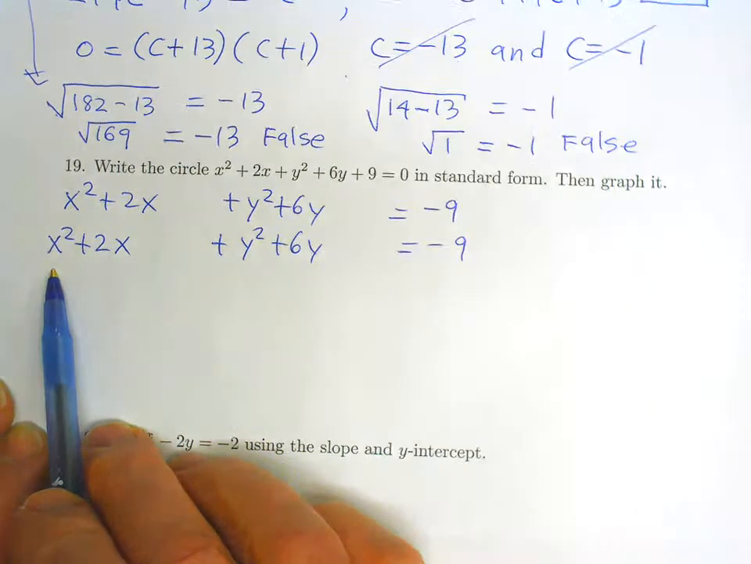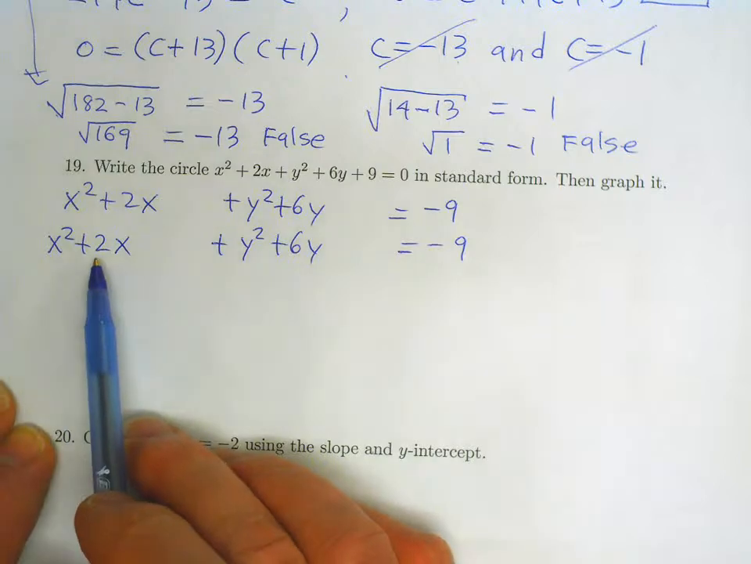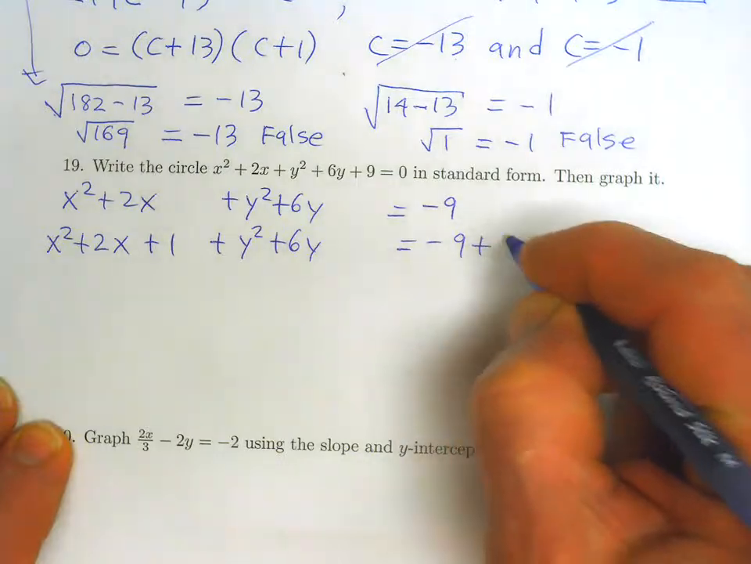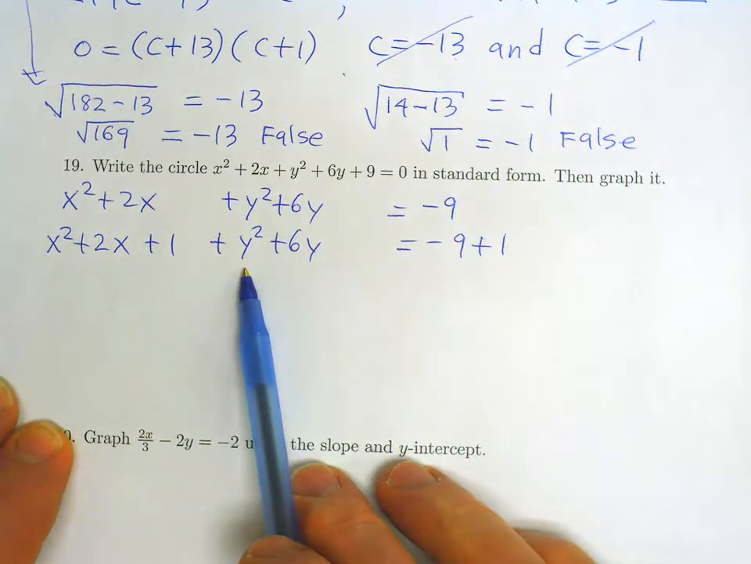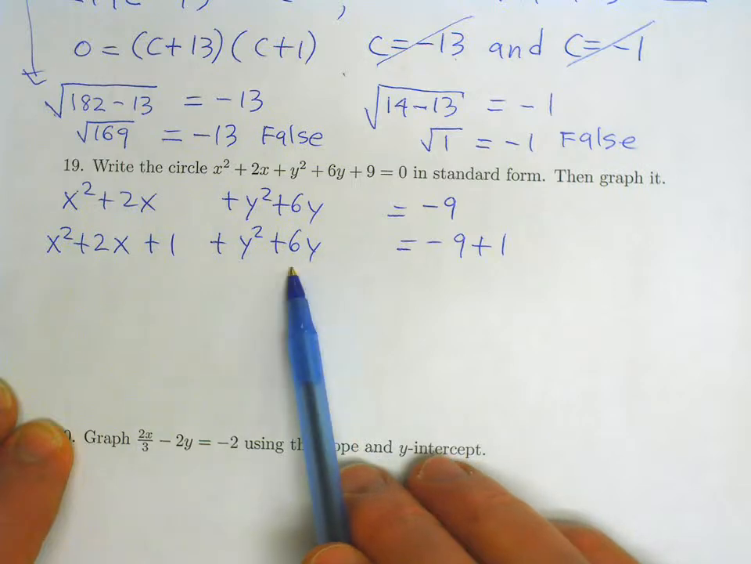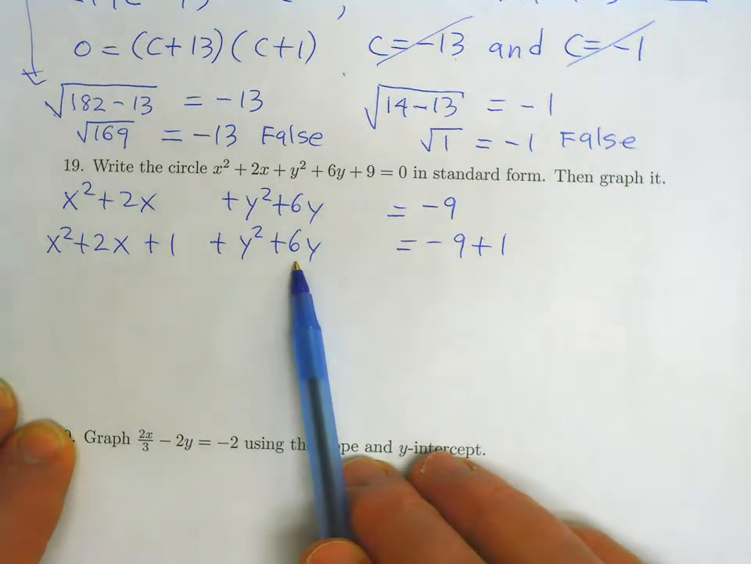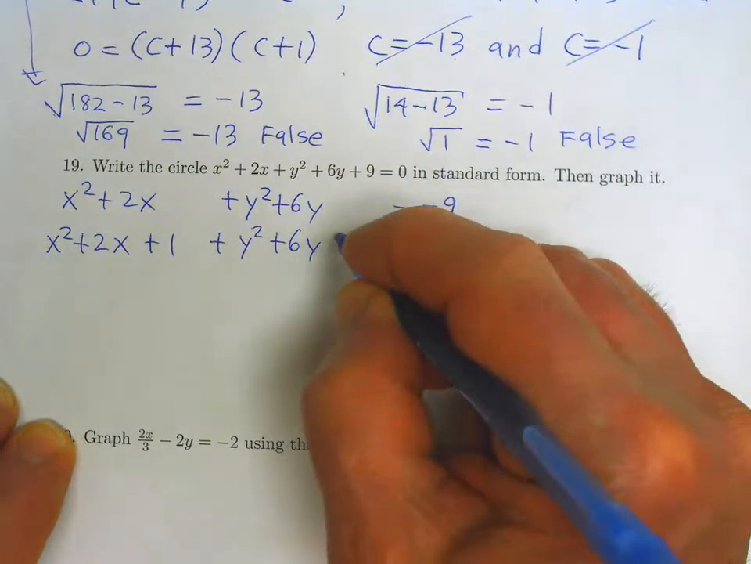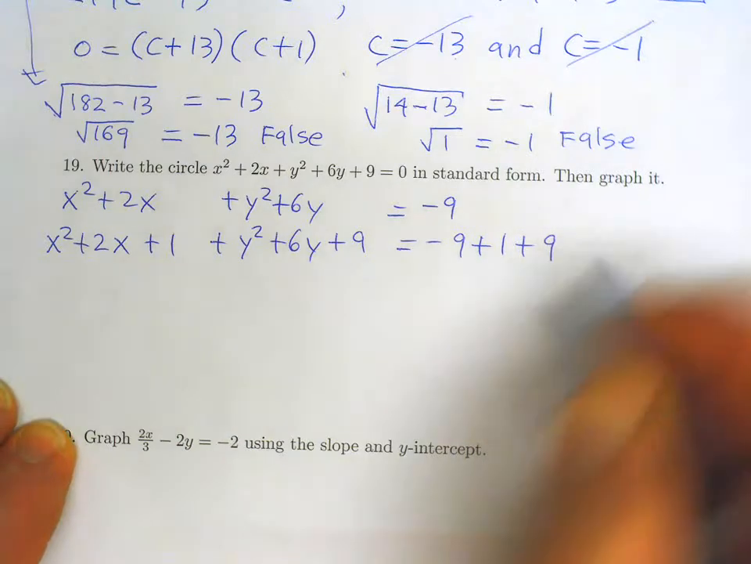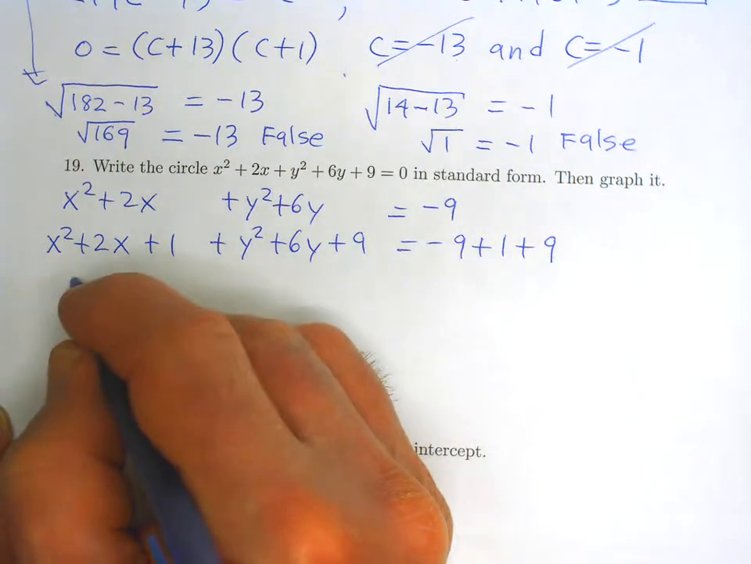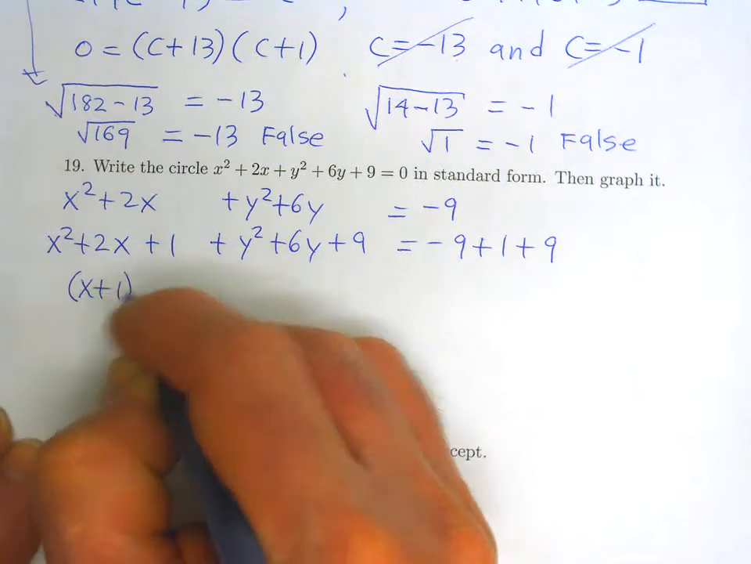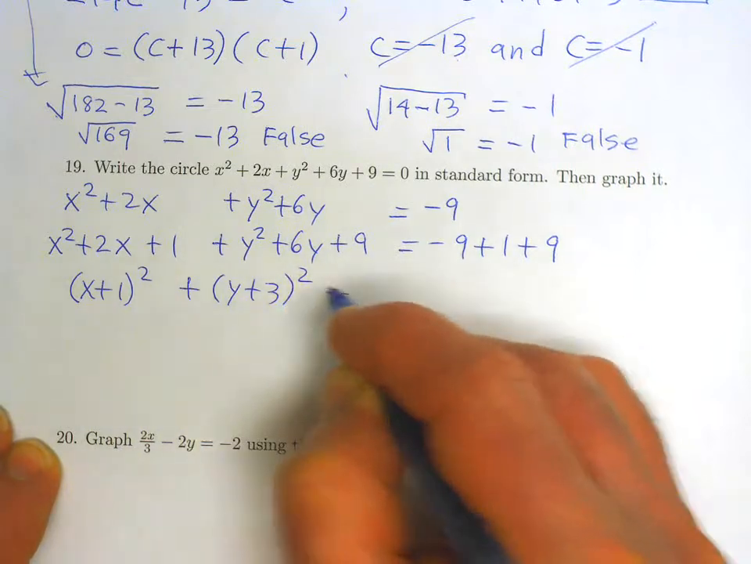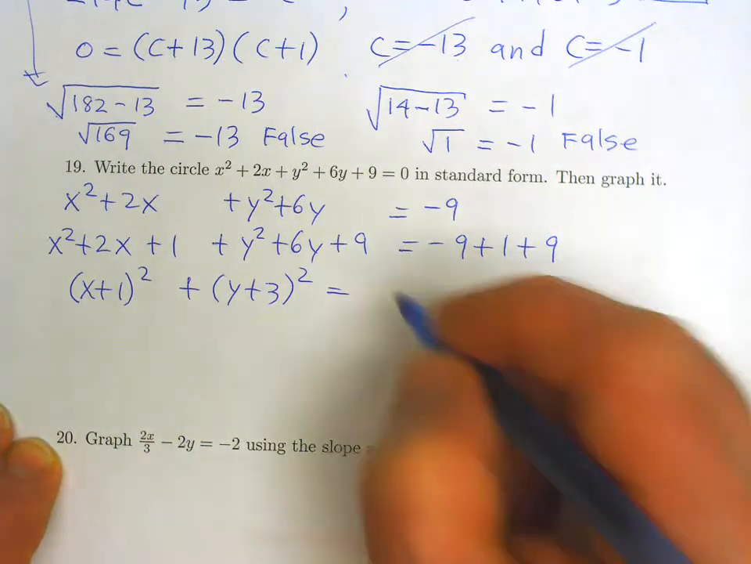When we complete the square on x squared plus 2x, take half of 2, which is 1, and square it. So we're going to add 1 to both sides. Then when we complete the square on y squared plus 6y, take 1/2 of 6 and square it. So 1/2 of 6 is 3. 3 squared is 9, so we add 9 to both sides. And then the next step is the standard equation, x plus 1 squared plus y plus 3 squared. And -9 plus 1 plus 9 is 1.